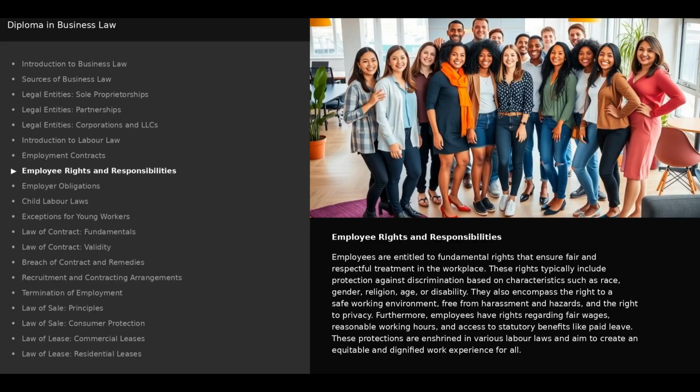Employee rights and responsibilities. Employees are entitled to fundamental rights that ensure fair and respectful treatment in the workplace. These rights typically include protection against discrimination based on characteristics such as race, gender, religion, age, or disability. They also encompass the right to a safe working environment, free from harassment and hazards, and the right to privacy. Furthermore, employees have rights regarding fair wages, reasonable working hours, and access to statutory benefits like paid leave. These protections are enshrined in various labor laws and aim to create an equitable and dignified work experience for all.